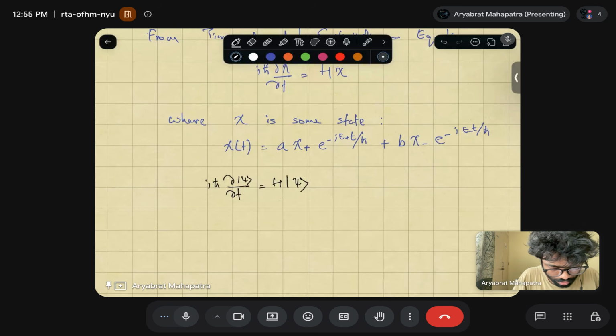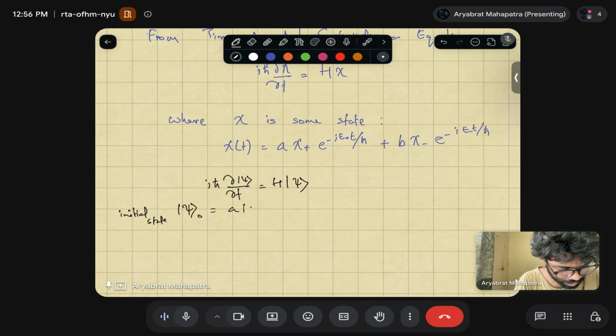Then from here I can write psi of t is exponential of minus i H over h bar t, psi 0. Then this I can write as exponential of minus i H over h bar t, a phi 1 plus b phi 2.